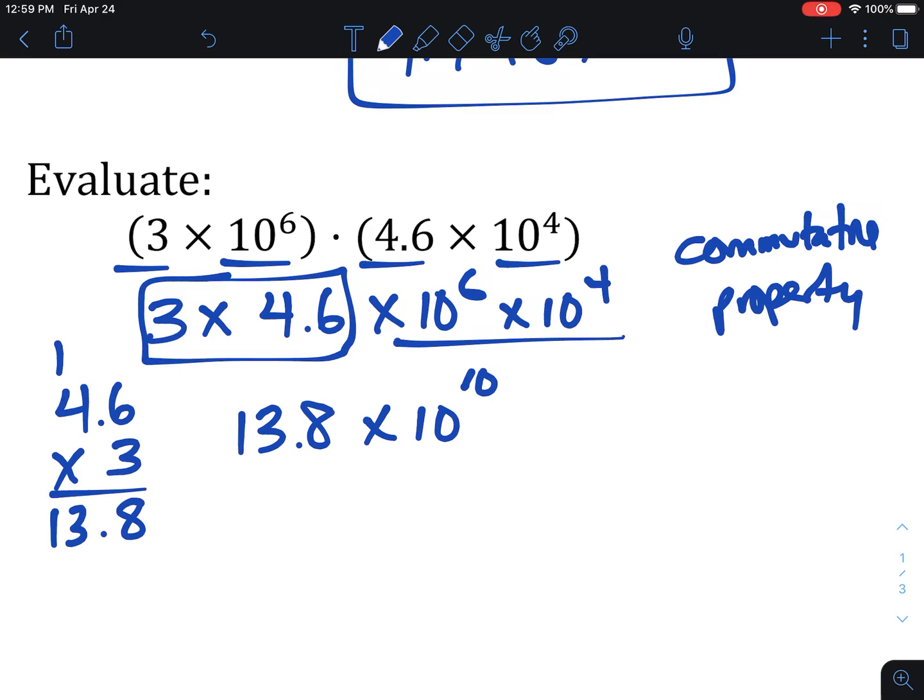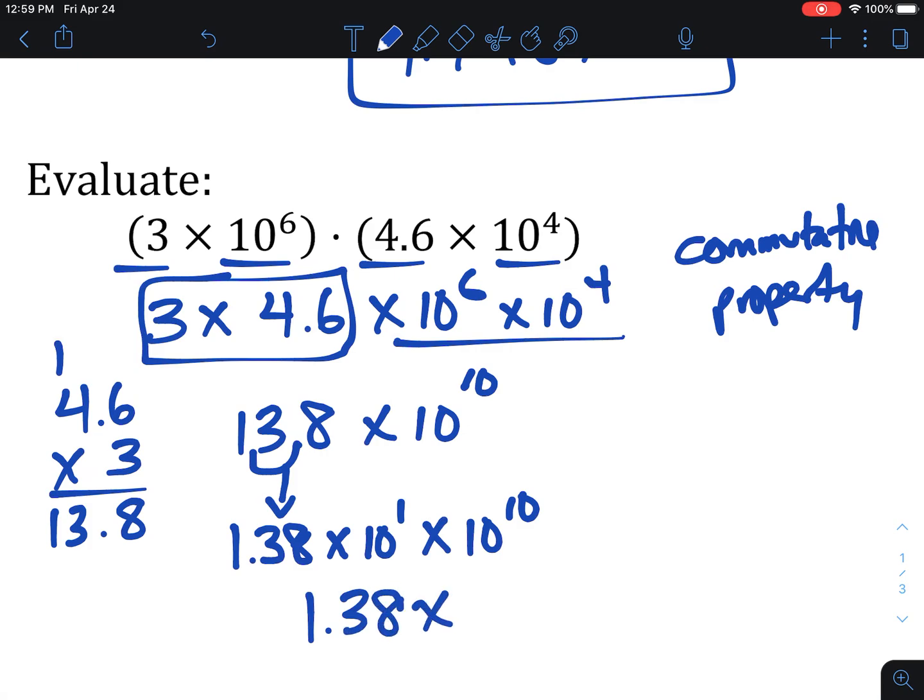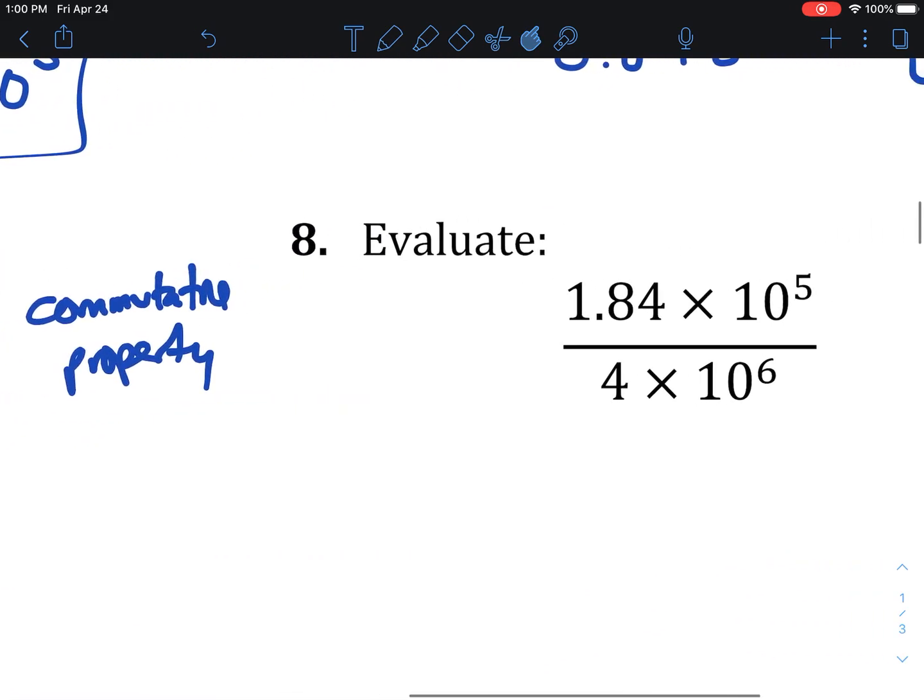Now, this is not scientific because 13 is too big. It's bigger than 10. So we're going to write 13.8 as 1.38 times 10 to the first because you need one move in order to get it in between 1 and 10. Then you still have 10 more powers of 10 later on. So really this is 1.38 times 10 to the 11th as our final answer there.